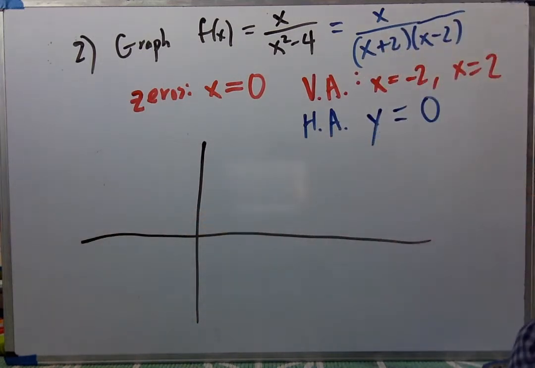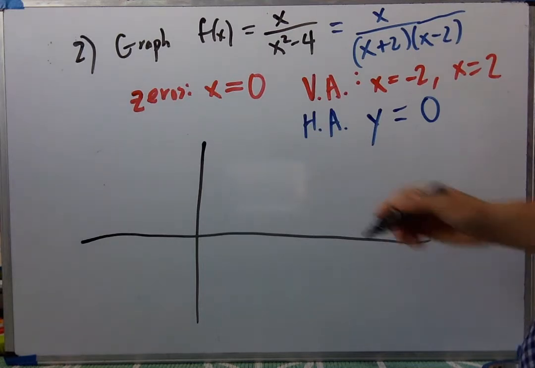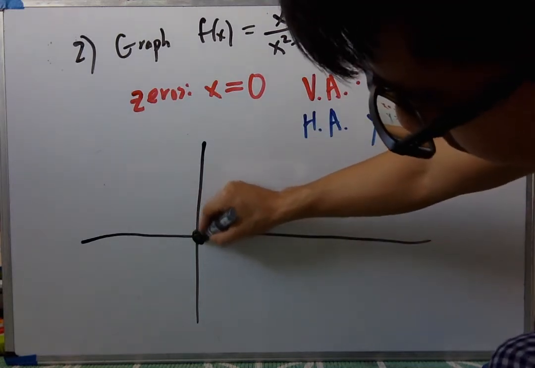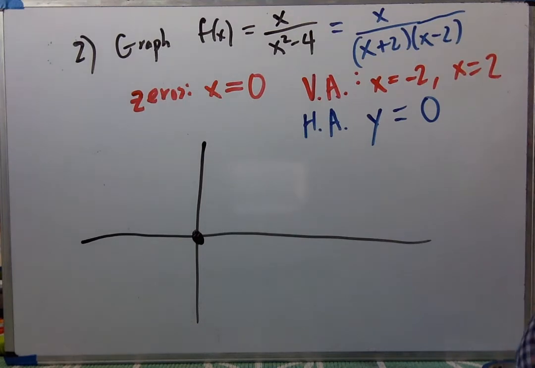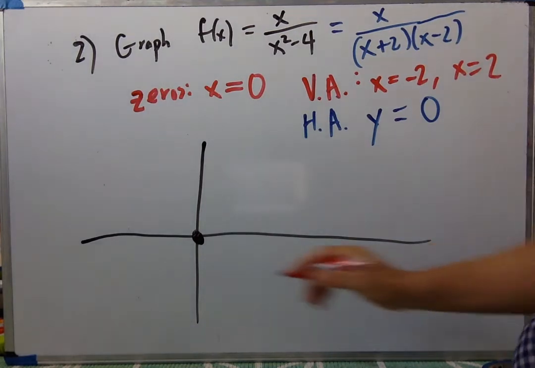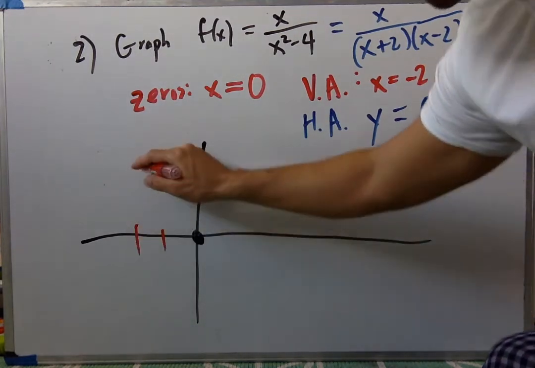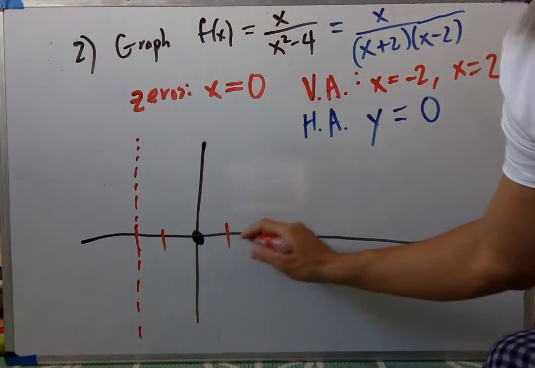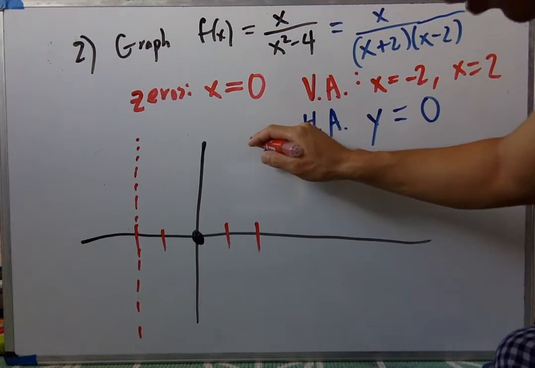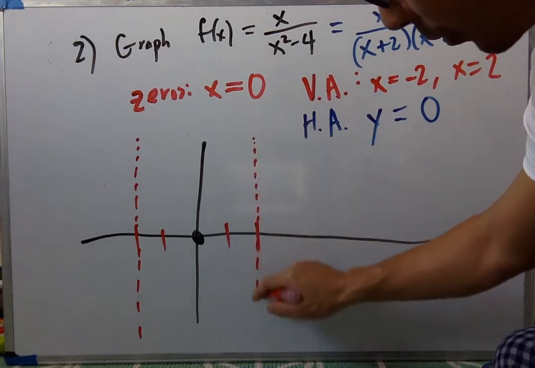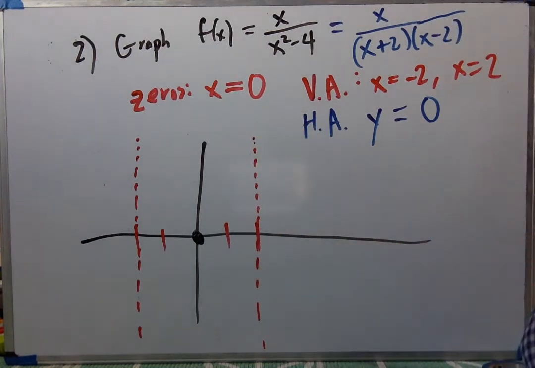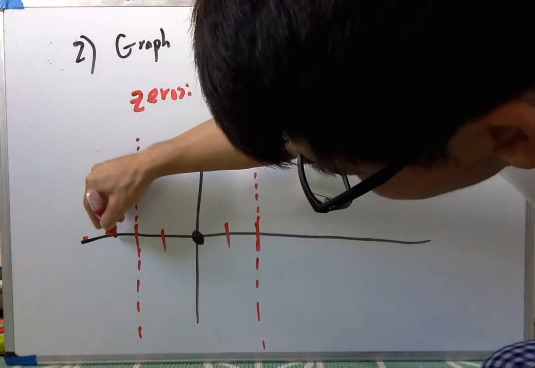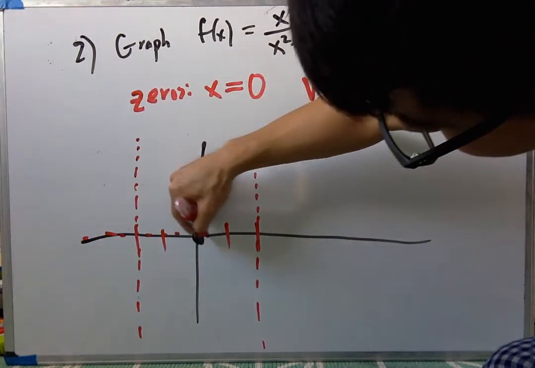First, I'm going to start by graphing the 0. There's only one, x equal to 0. That's this point right there. Boom. Okay, next is the vertical asymptotes at x equal to -2 and +2. -2 is right here, vertical asymptote, like that. And then x equal to +2, that's the other vertical asymptote. Alright, horizontal asymptote is at y is equal to 0, so I'm going to just dot this line here right along the axis.